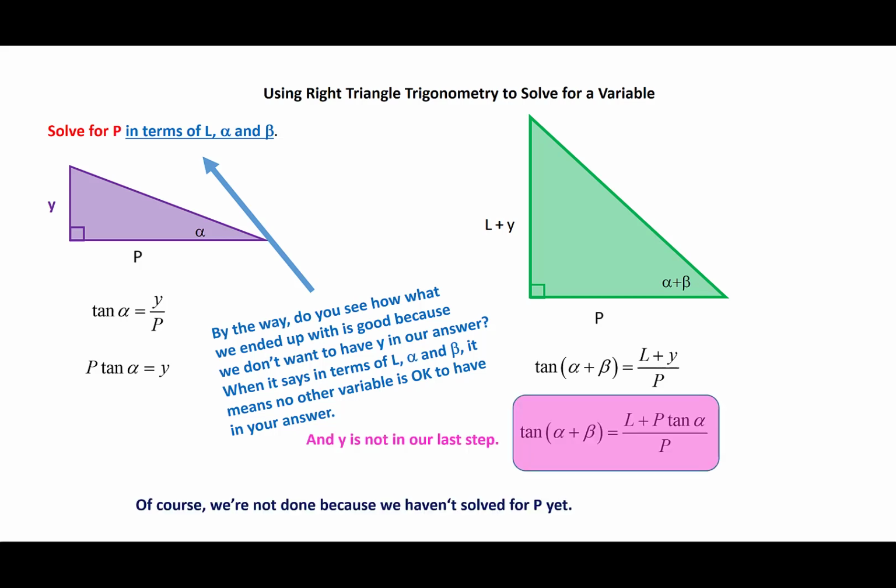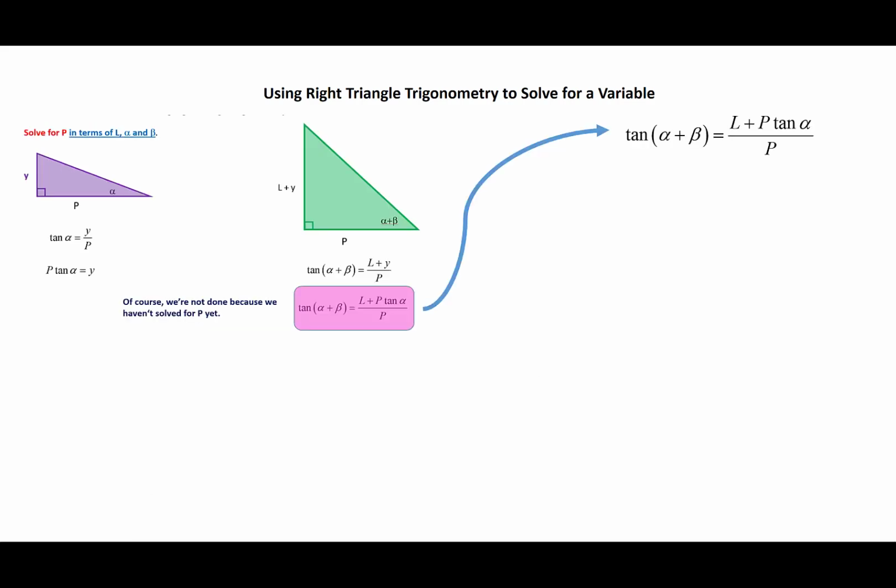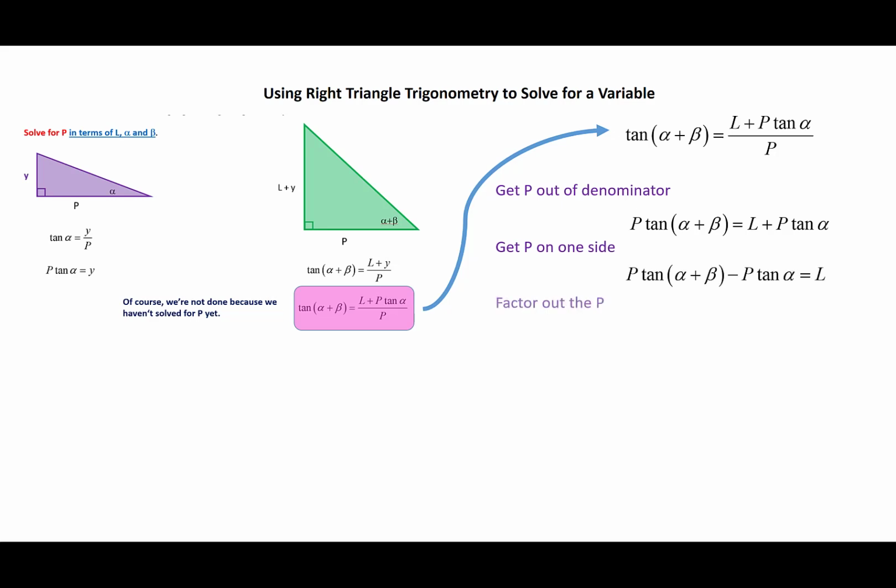Of course, we're not done yet because we haven't solved for p. So let's go ahead and do that. We take our equation, and I'm rewriting it on the right-hand side here. Let's solve it algebraically. The first step, let's get p out of the denominator. Second step, let's get p on one side. Third step, let's factor out the p. And lastly, let's go ahead and divide.